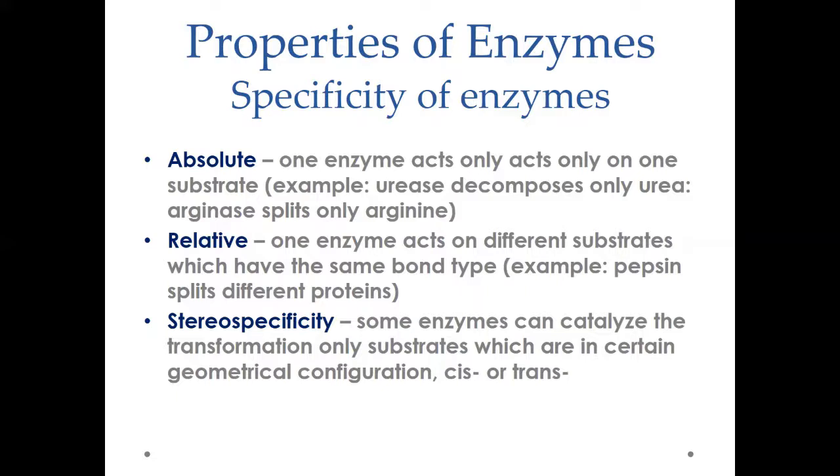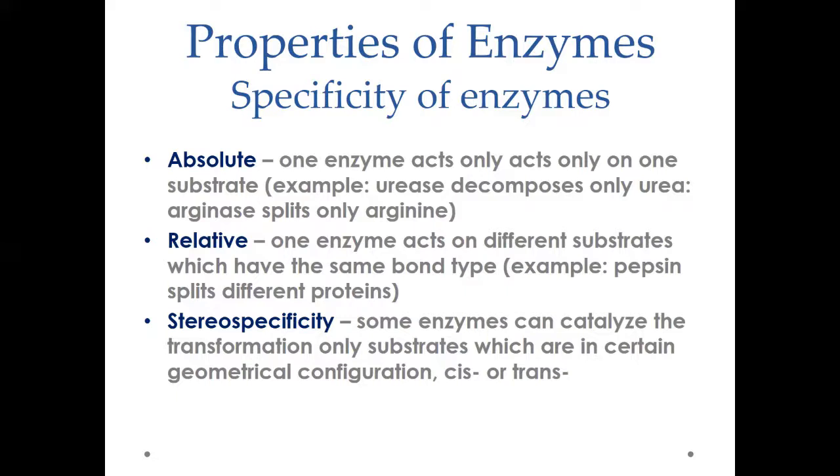Next type is relative specificity. Also, we call it bond specificity. Enzymes showing bond specificity are specific to substrates having a similar bond or similar structure. This means they are specific only to certain types of bonds, such as peptide bonds, glycoside bonds, ester bonds, and others.